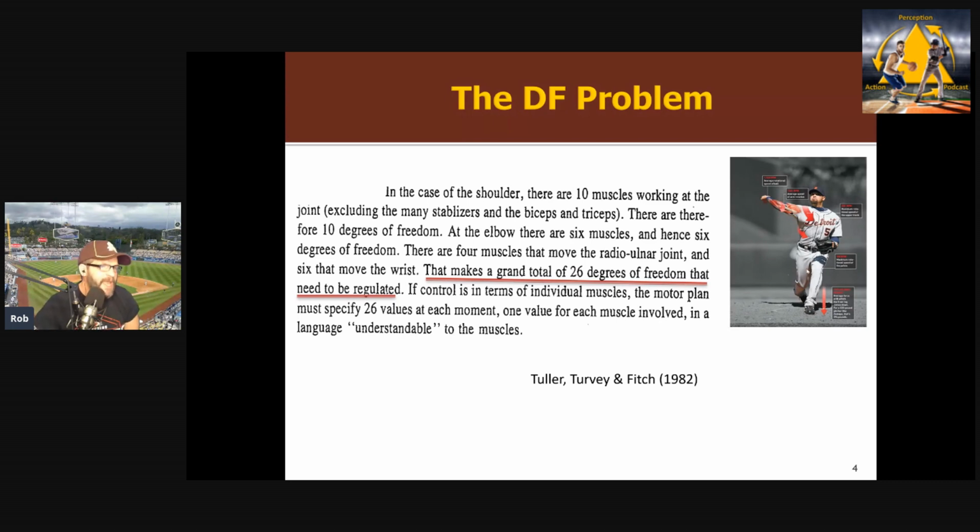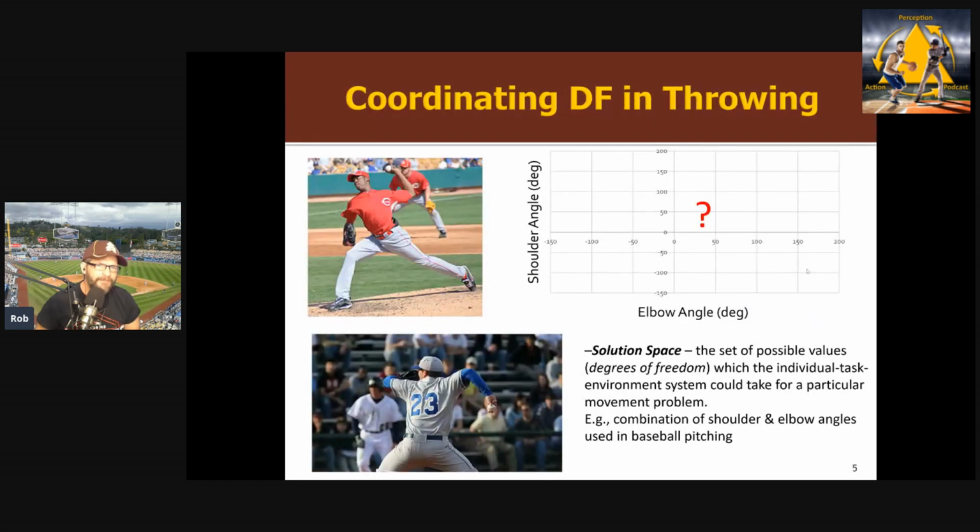Okay. And to understand this, again, I want to talk about throwing. How do we come up with a solution for how to throw a ball? And in understanding how we come up with a coordination solution, how we coordinate the degrees of freedom, what I like to think about is in terms of a solution space, right?